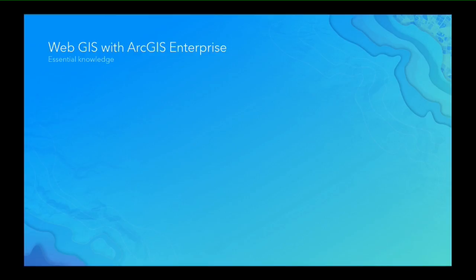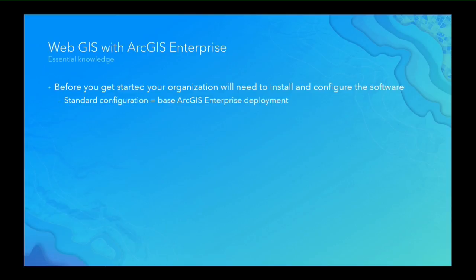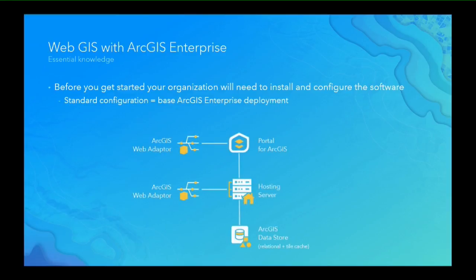So let's jump into some of the essential knowledge for ArcGIS Enterprise. Before you get started, realize that someone in your organization, maybe it's you, will need to install and configure the ArcGIS Enterprise software components. That standard configuration of ArcGIS Enterprise is what we call a base ArcGIS Enterprise deployment. It takes all the software components and configures them together. This is where we recommend people start with the software, but it's not where it has to end.